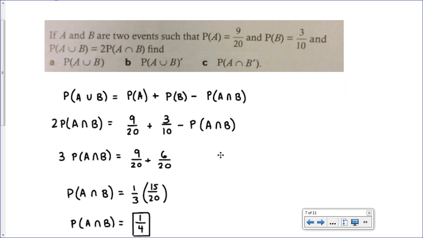And then part C is a little bit more complicated. If you look at where the prime is, it's showing us the probability of the intersection of A with not B. So the probability of the overlap region between the A circle and the things that are not B.